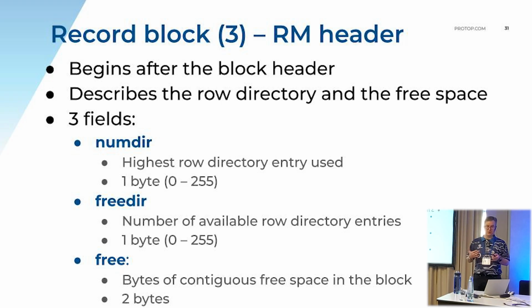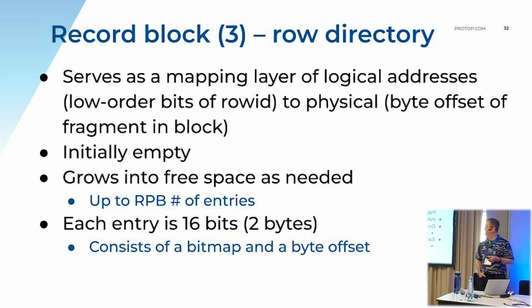So this is part of what the storage engine uses when it's making a decision about where to store a new fragment. And it evaluates a record block to see, could I put this fragment here? It's looking at, does it have available directory entries? Does it have available free space? And again, free just describes the amount of free space left in the block, the whole chunk, including the create limit. So the row directory is sort of a mapping layer of logical locations to physical locations.